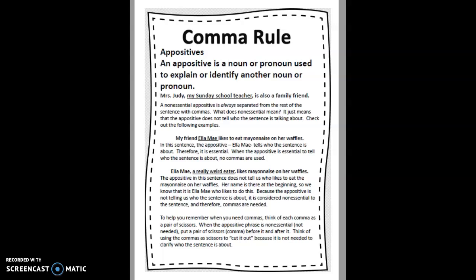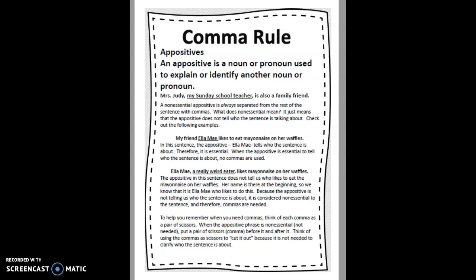Okay, so an appositive is a noun or a pronoun used to explain or identify another noun or pronoun. You might have also learned some about this appositive when you watched the Khan Academy video. If you haven't watched that yet, that's also loaded into this lesson. Make sure that you have watched that. It will give you some more information about appositives.